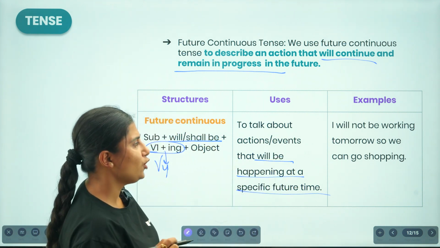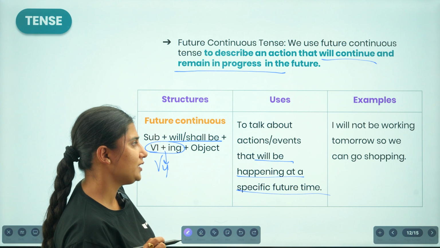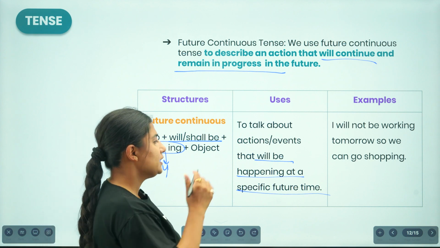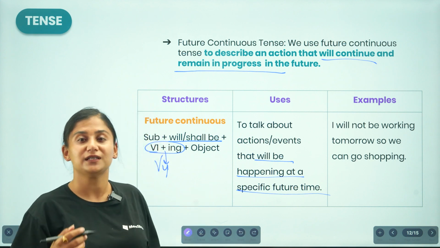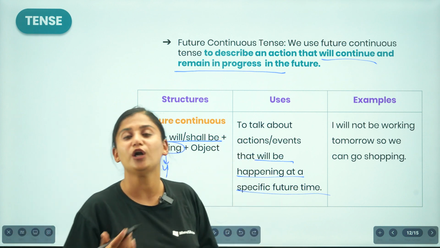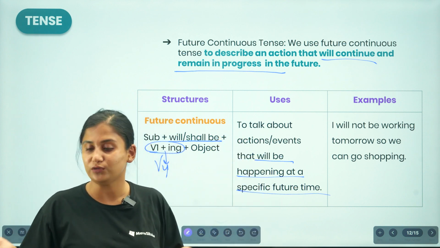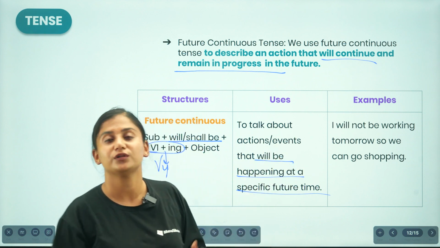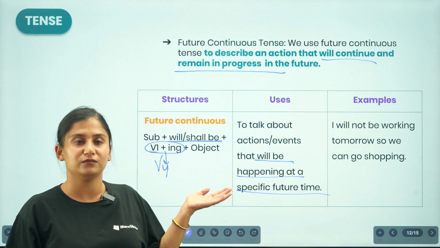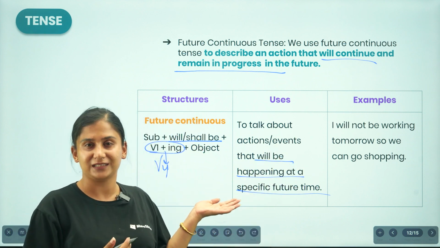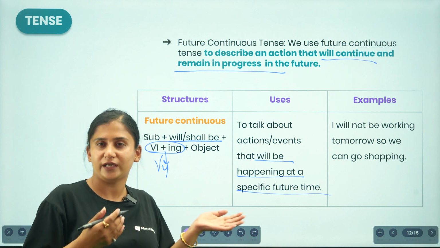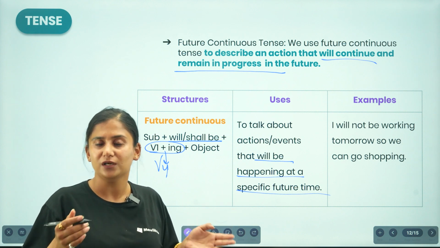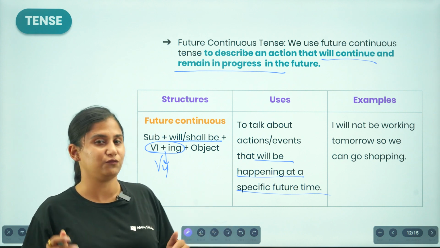The thing is, I will not be working tomorrow, so we can go shopping. The thing is, something will be happening. The thing is, I, the subject I, will not be working tomorrow. When? Tomorrow she will not be working. So she is saying that we can go shopping. So make sure that while using these tenses, we are not creating a sentence in the affirmative form only. We can also create a sentence in a negative form as well.